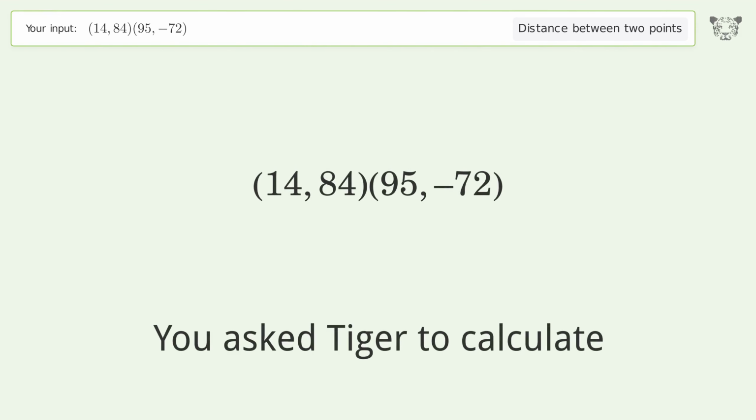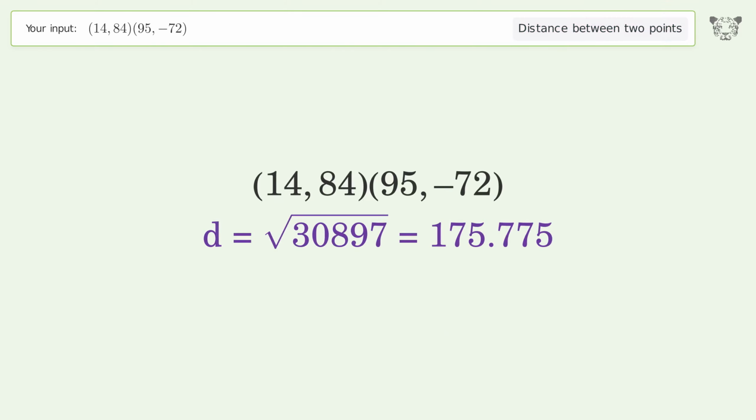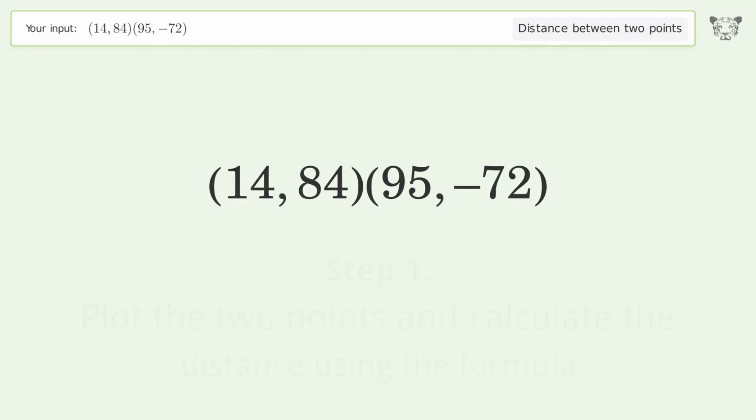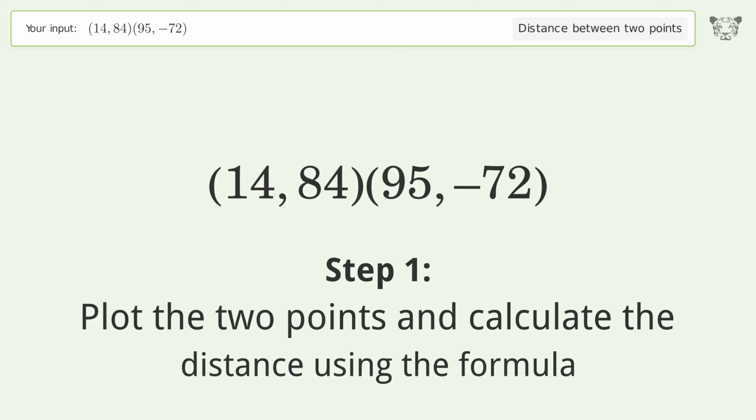You ask Tiger to calculate. This deals with the distance between 2 points. The distance between the 2 points is the square root of 30,897, or 175.775. Let's solve it step by step. Plot the 2 points and calculate the distance using the formula.